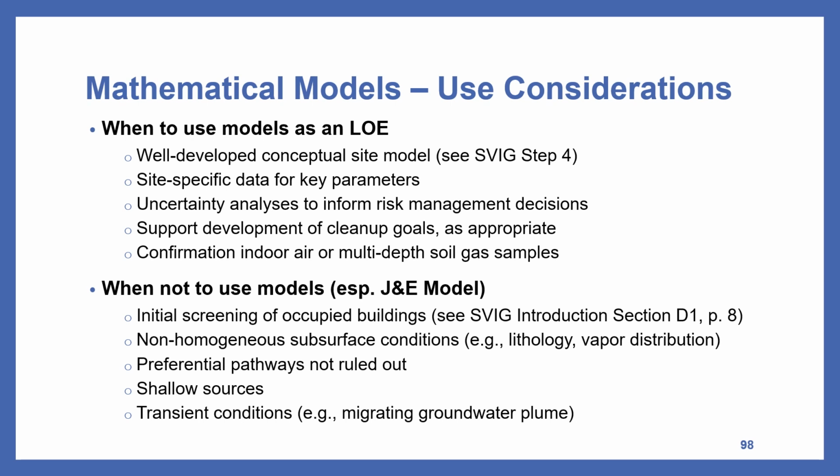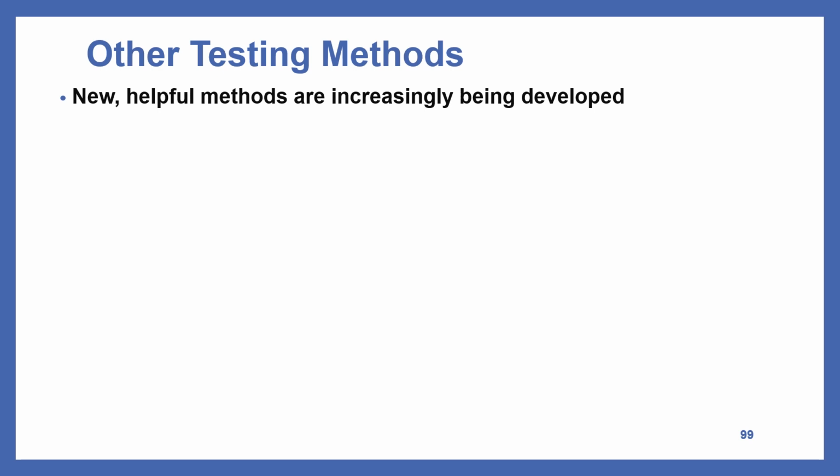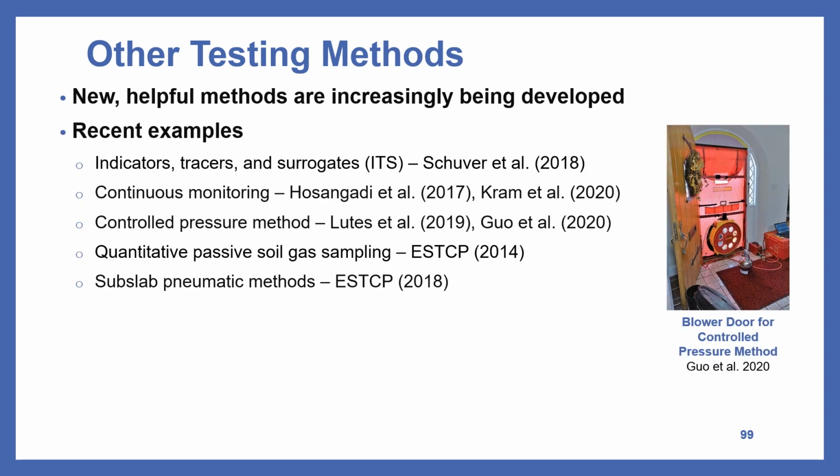So over the last decade or more, there have been a number of newer testing methods that have been suggested that are promising in evaluating the vapor intrusion pathway. We've provided descriptions of a number of these in the lines of evidence attachment, along with some considerations for their use. For instance, indicators, tracers, and surrogates, continuous monitoring, where samples are collected very frequently over a few-day campaign. They might include indoor air, subslab, barometric pressure, temperature measurements, and some of these other methods.